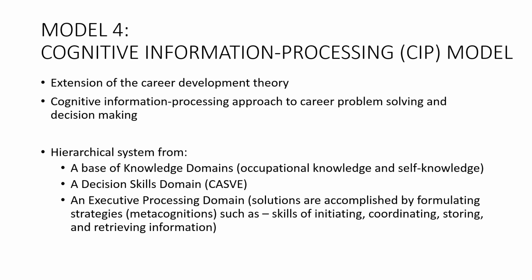In the executive processing domain, which is the top one, solutions are accomplished by formulating strategies. These are called metacognitions. Meta just means that all the things that you know are now put together to synthesize, to be able to understand. Then there are skills of initiating, which means being able to start looking for something or start doing something. Coordinating, so showing some structure to it, understanding what needs to go when, like prioritizing. Storing and retrieving information. So you can see how those levels build upon each other.